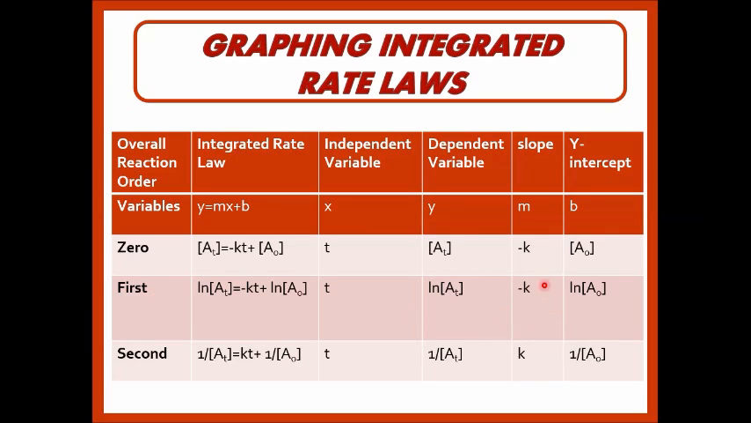Our slope in this case is still the opposite of the rate constant, so the negative rate constant, and in this case our y-intercept is the natural logarithm of the initial reactant concentration.